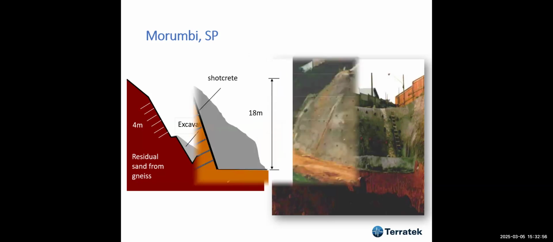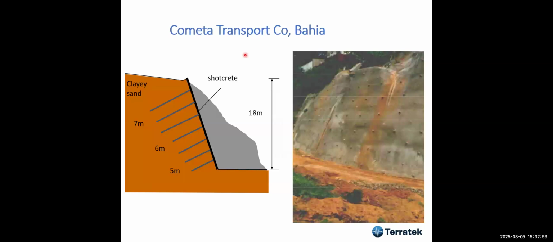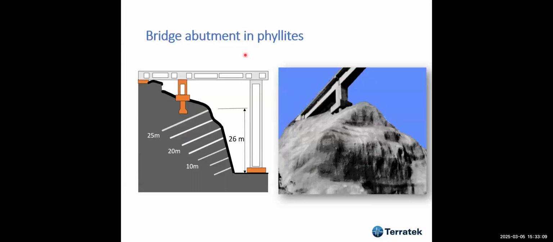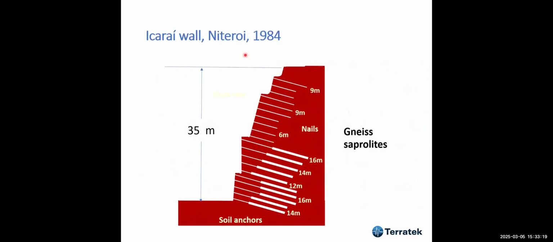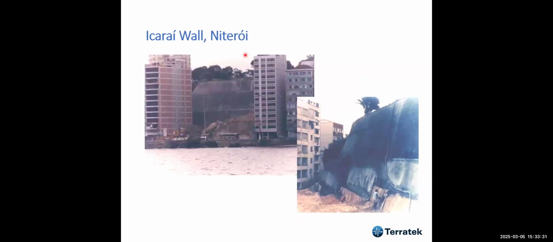Excavation, inclined slopes, because there was no way of doing a vertical wall. This is a project in the north that worked very well with shotcrete, and this is a bridge abutment. It was reinforced. These phyllites have been reinforced by soil nailing. And this was the major wall. It's a mixed wall, soil anchors and nails. Without proper analysis, they could not be done in those days. Now we can, in nice saprolites.